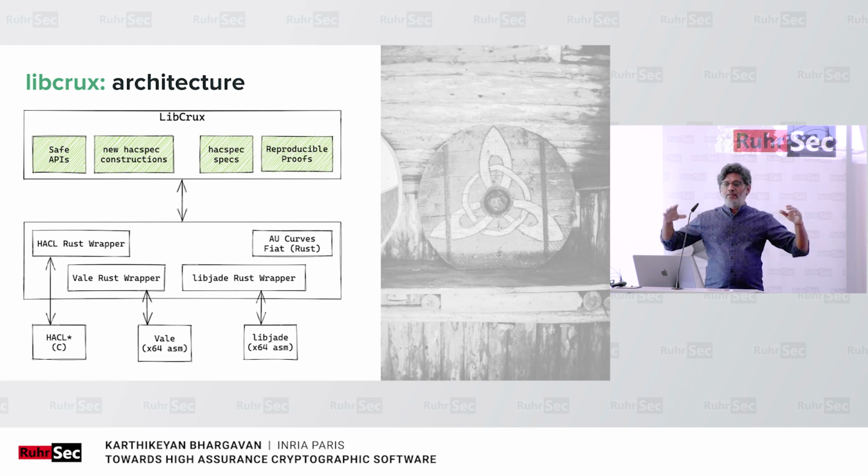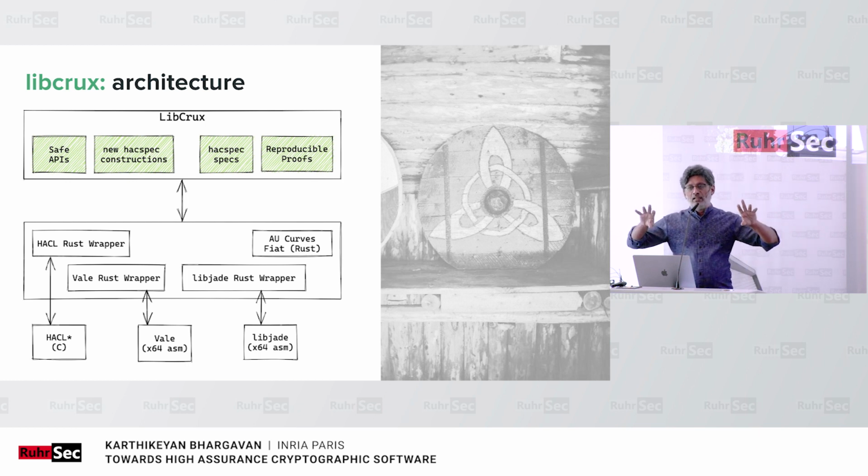And on top of that, it provides this layer, which has some safe APIs. It has HackSpec specs for all the crypto that it uses. It also documents how to reproduce the proofs for all the code that is underneath it. And each of these proofs is in a different system, right? Some of them are in Coq, some in EasyCrypt, some in F-star, but there is documentation on how you can reproduce this. And that's a discipline we want for this library.